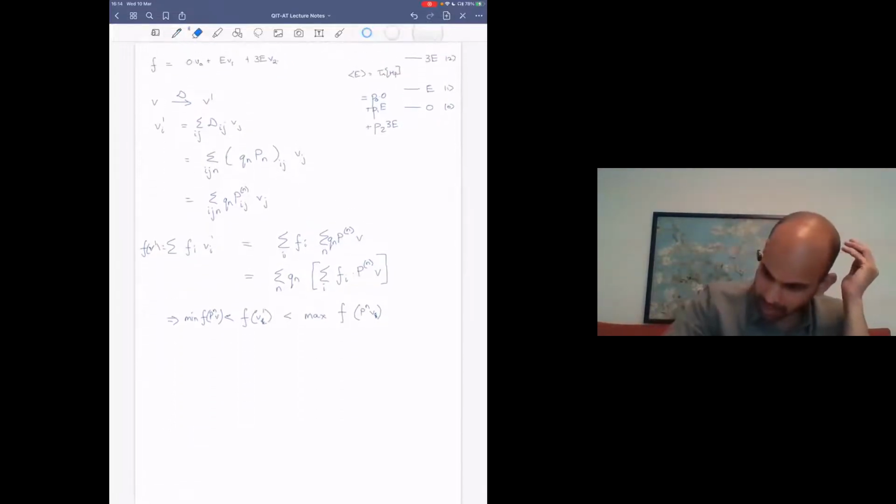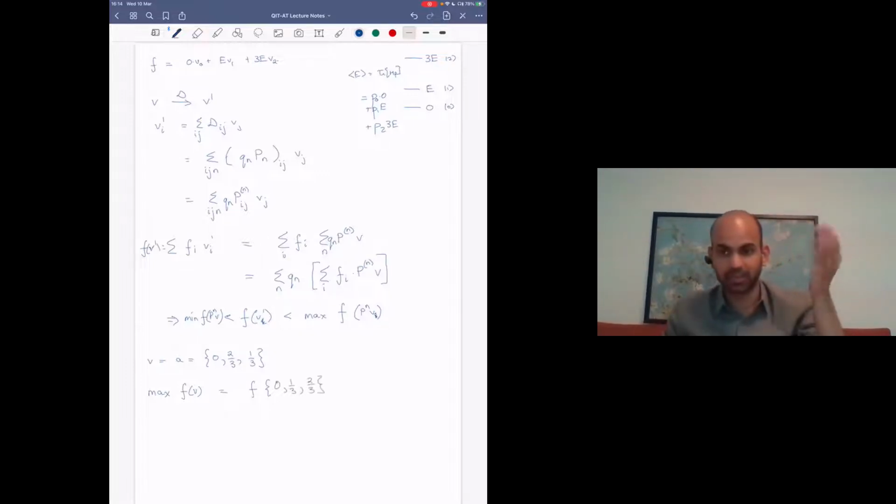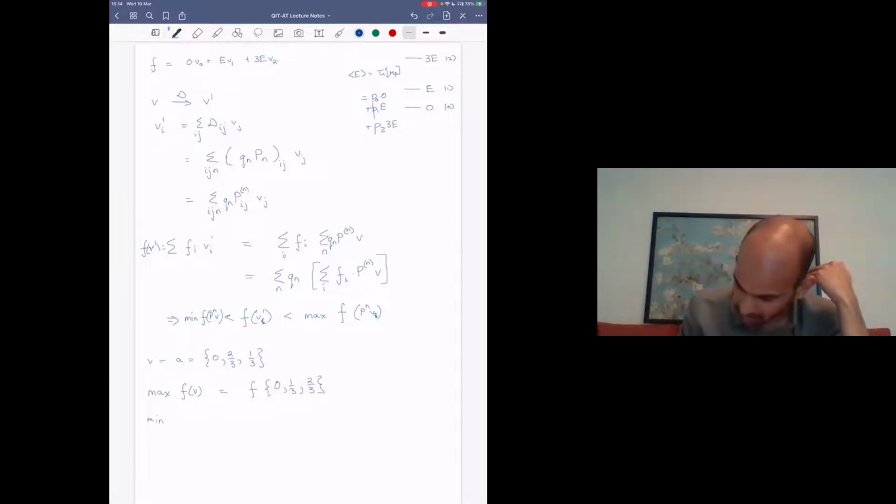So returning to our example, imagine that I was given v as 0, 2 over 3, 1 over 3. Then it's very clear that the max of f of v is going to be the function acting on the vector 0, 1 over 3, 2 over 3, because this is the vector that puts the maximum population in the highest energy and the minimum in the lowest. And the minimum of f of v prime is going to be when I arrange the populations the other way.